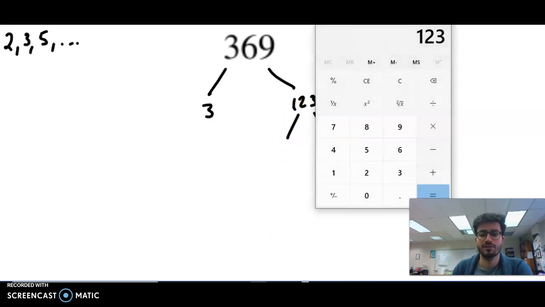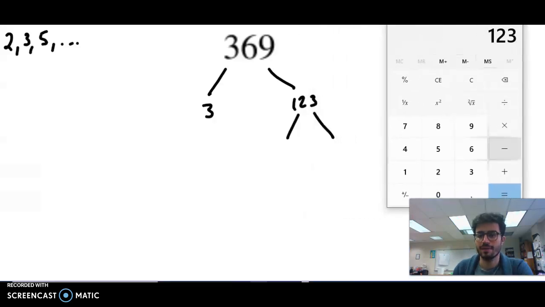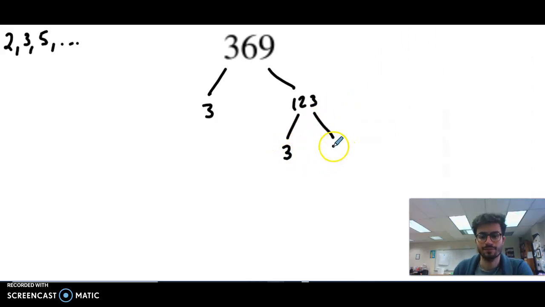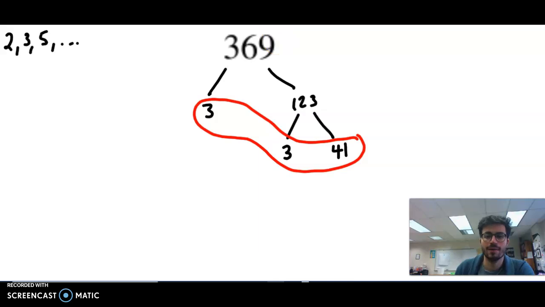3 we cannot factor anymore, but 123 we might be able to. So let's try 123 divided by 3. That gives us 41. Now 41, no matter what we try, we're not going to be able to find numbers that multiply to give it. That's because it is what we call a prime number. So this is where we stop. Here are all the primes that multiply to give us 369.